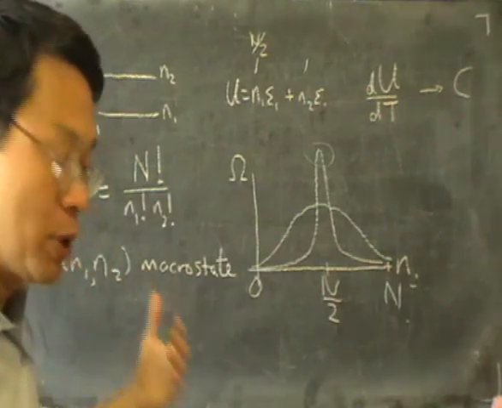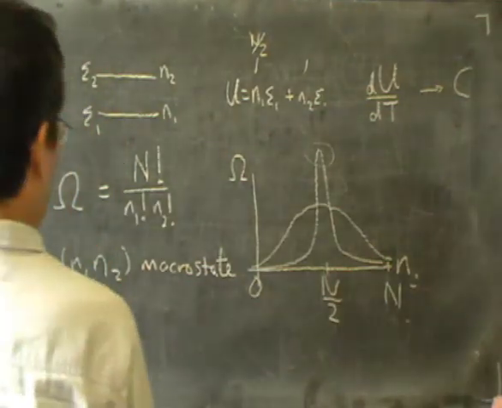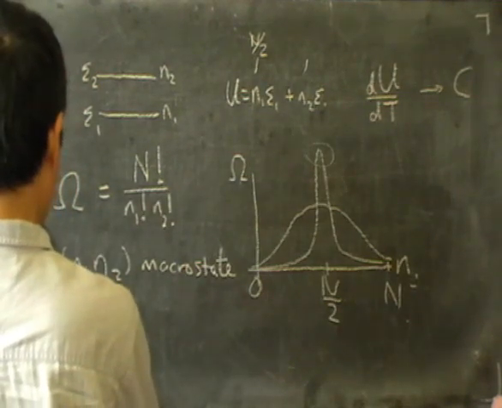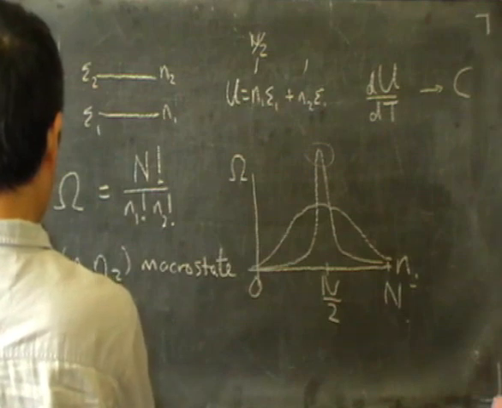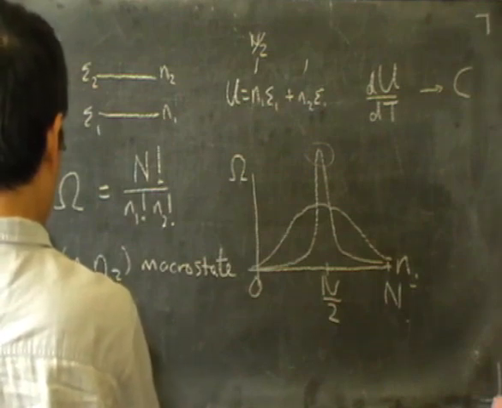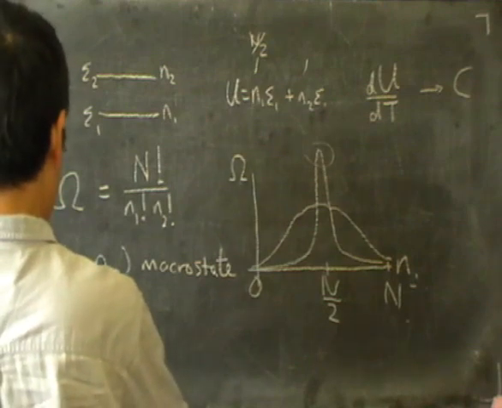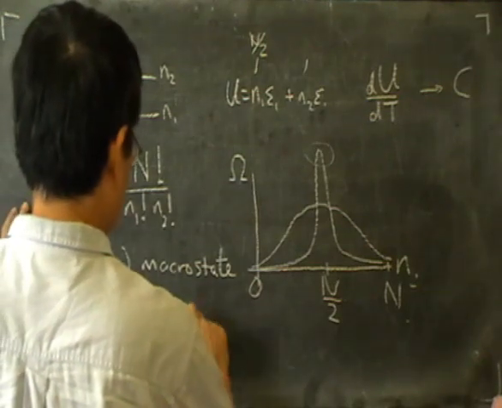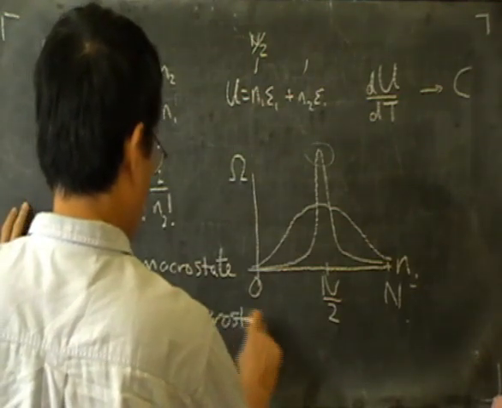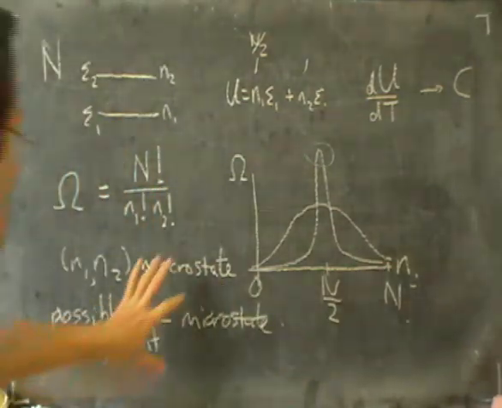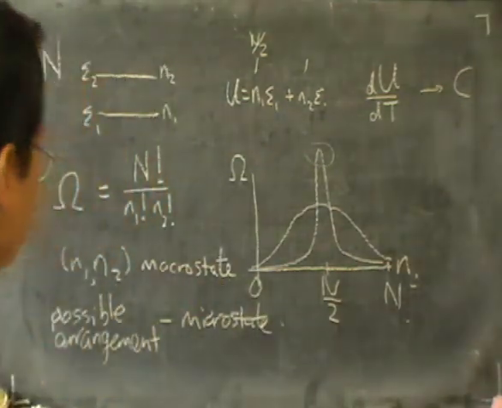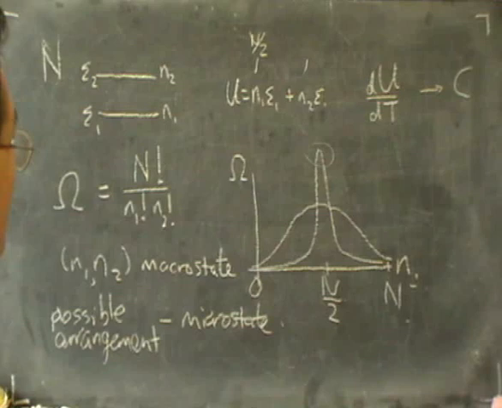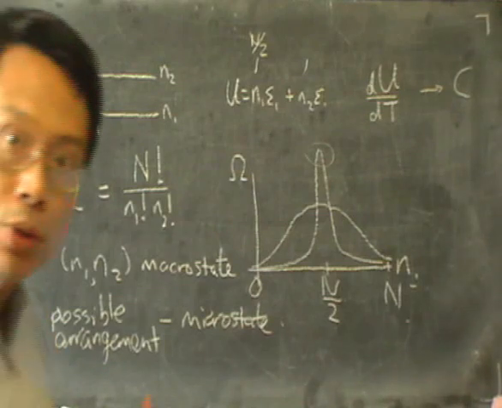So there can be different arrangements, and each of these possible arrangements is called a microstate. So these are the two more abstract terms that we would see in statistical mechanics. Now, having started with this basic idea, let's go a step further.